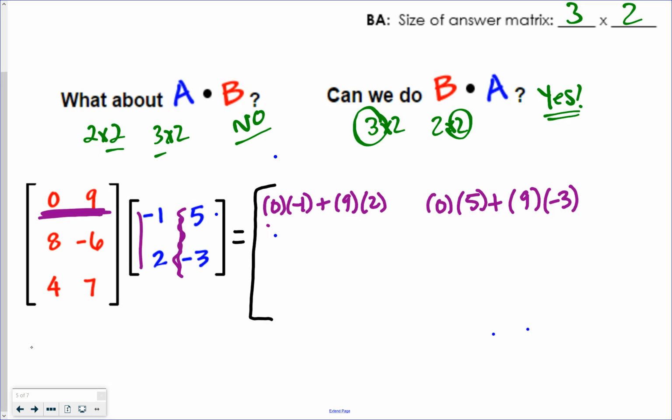Okay. So now let's do it again with our second row. So we're moving down a row in my answer, so I have to move down a row to begin with. Now we're using 8 and negative 6. Still multiply it with my first column. So 8 times negative 1. So now it's 8, yep, times negative 1 plus what? Plus negative 6 times 2. Negative 6 times 2, yes.